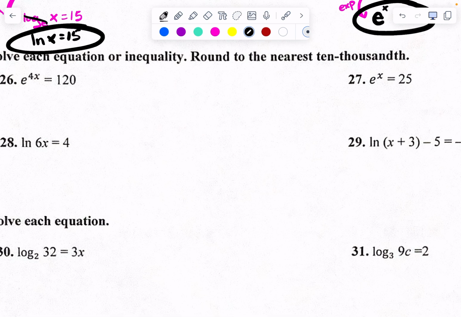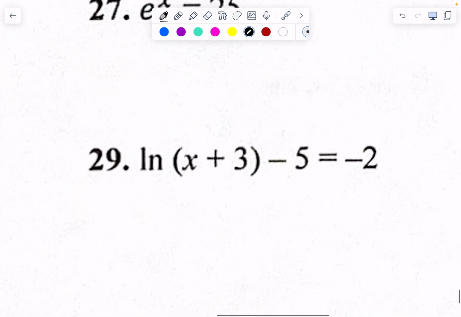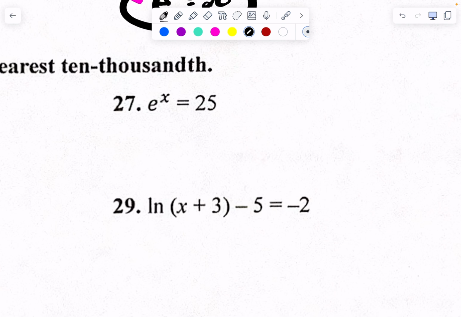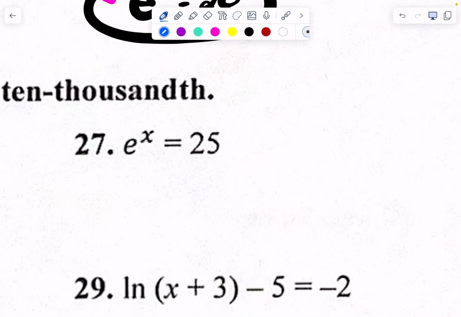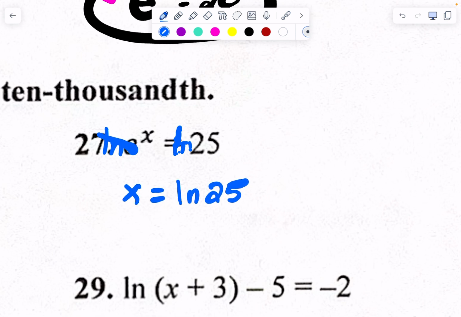Let's do 27 and 29 together. All right, rule number 1: do all the algebra. In 27, can I do any algebra? No. So I'm just going to ln both sides. ln of e to the x equals ln 25, so x equals ln 25 because ln and e cancel. So what's ln of 25?